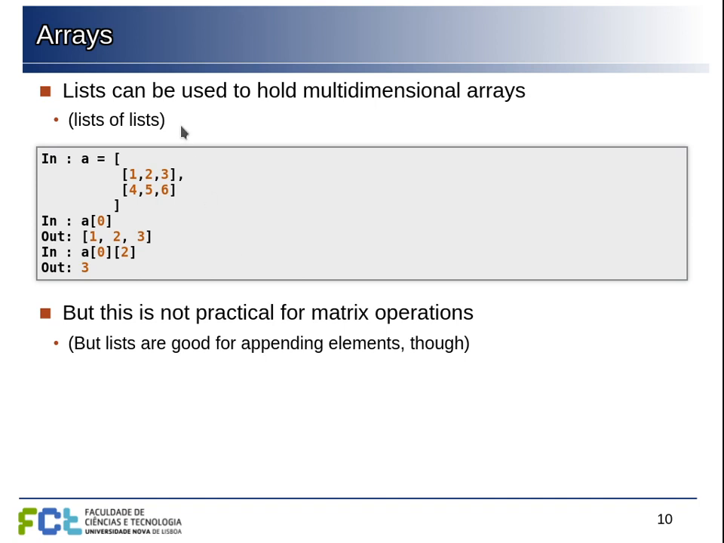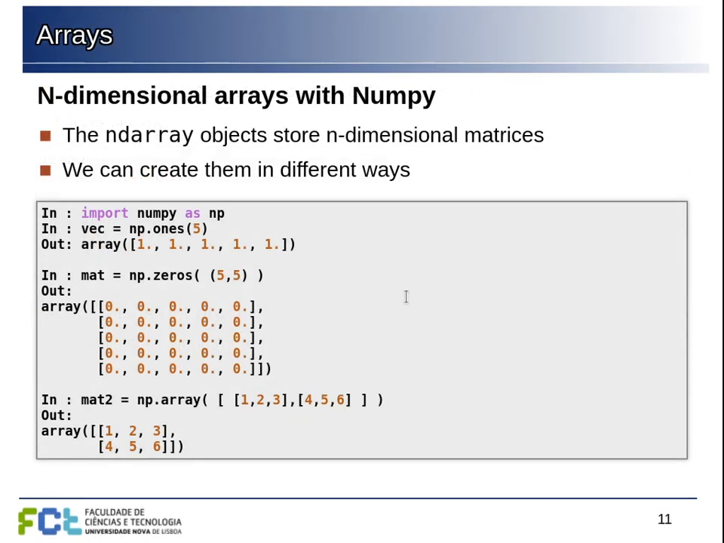So lists are good if you want to grow them by appending new things, but they are not very practical if you want to do matrix operations. So for that, we're going to use the NumPy arrays. We generally will import the NumPy module with this alias np, so that we don't have to write NumPy all the time. And this you'll see in many examples. If you look on the internet for examples on using NumPy, this is what you'll often see, this way of importing it. We have different functions here in NumPy to create matrices and vectors.